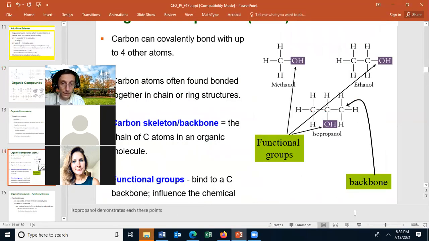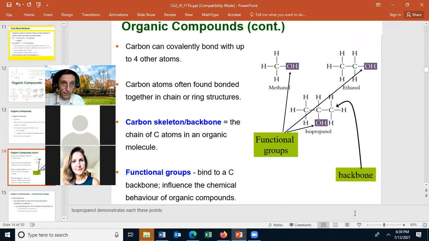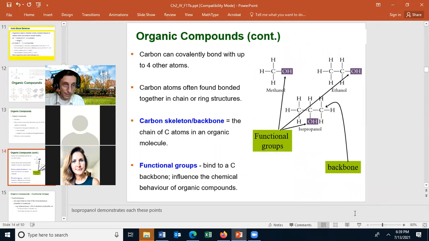So organic compounds contain carbon and hydrogen. They also may contain oxygen, and then all of the other elements for life. But the main two are always carbon and hydrogen. And even oxygen is at low number in most organic compounds. Carbon can bond to 4 different atoms. It can be in a chain or a ring structure. The carbon is the skeleton backbone holding the molecule together.